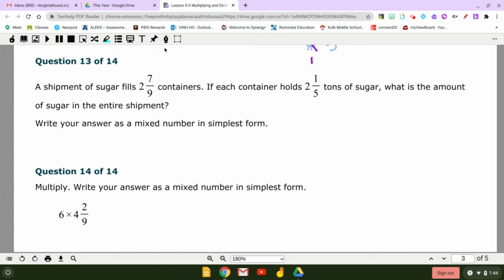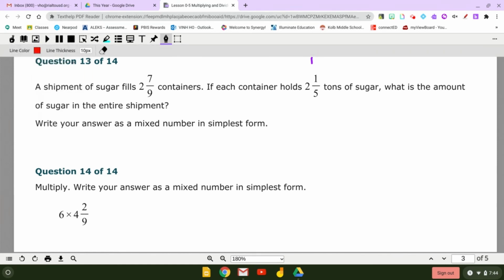All right. The whole container can hold 2 and 1/5 tons of sugar. The shipment filled just 2 and 7/9 of the sugar, so you're going to multiply with 2 and 7/9. What is the amount of sugar in the entire shipment? So you're going to multiply them.